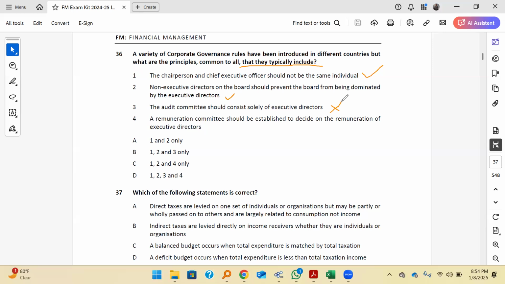And then finally, a nomination committee should be established to decide on the nomination of executive directors. And that is correct. So when you look at those committees that are there, you have the audit committee, you have the nomination committee, and those committees in there explain to you what each of them should have and how they should operate. So points 1, 2, and 4 are correct. So that is part C.